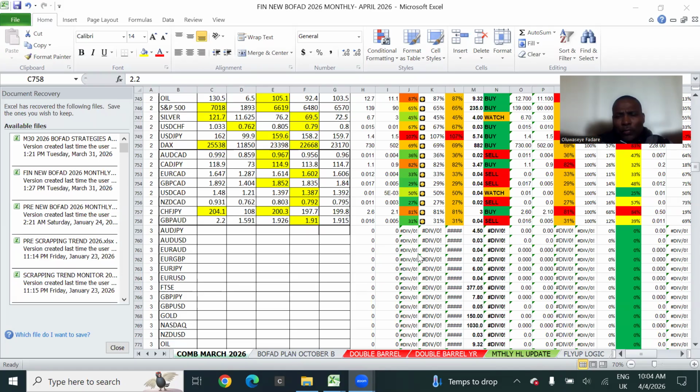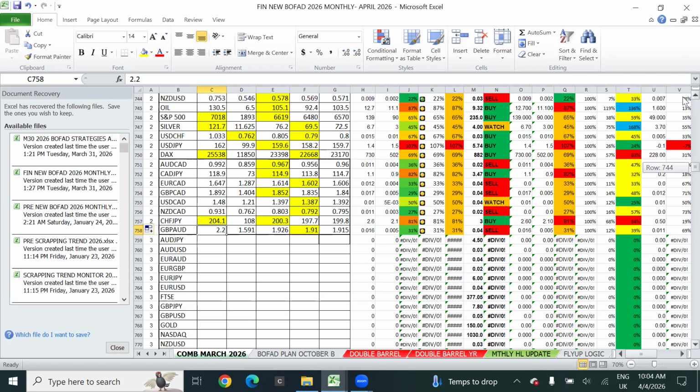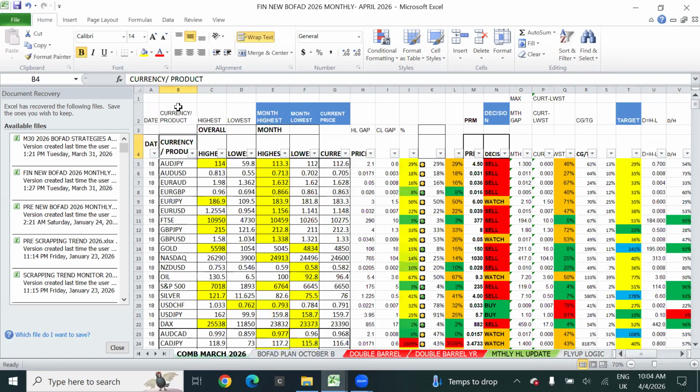So I hope you can see my screen. Yeah. So this report is what we call the new BOFAD monthly report. As you can see here, it has the daily prices. So let me take you to the beginning of the page. Here we have the currency name. You can see the JPY, USD, Euro USD, Euro GBP. So we have the overall. So here is the overall.